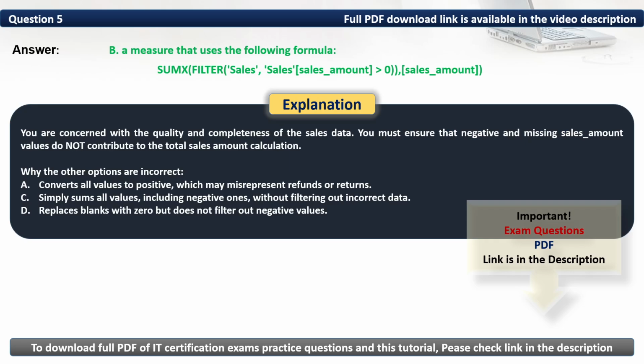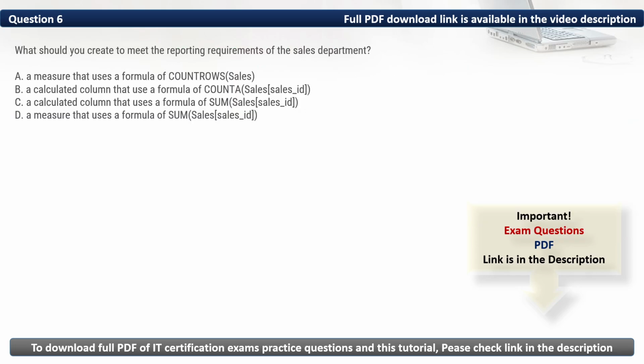You are concerned with the quality and completeness of the sales data. You must ensure that negative and missing sales amount values do not contribute to the total sales amount calculation. Question 6. What should you create to meet the reporting requirements of the sales department? Firstly, let's eliminate the incorrect options.